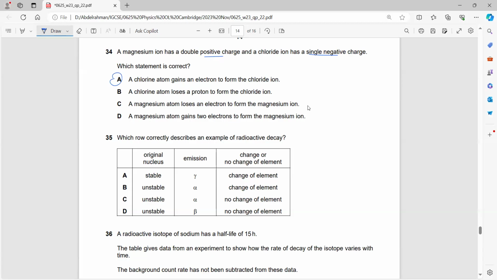A chlorine atom gains an electron to form a chloride ion. This question has nothing to do with physics, honestly. If I were you, I would just cancel this question. If I hadn't taken chemistry, I would have just ignored this question.